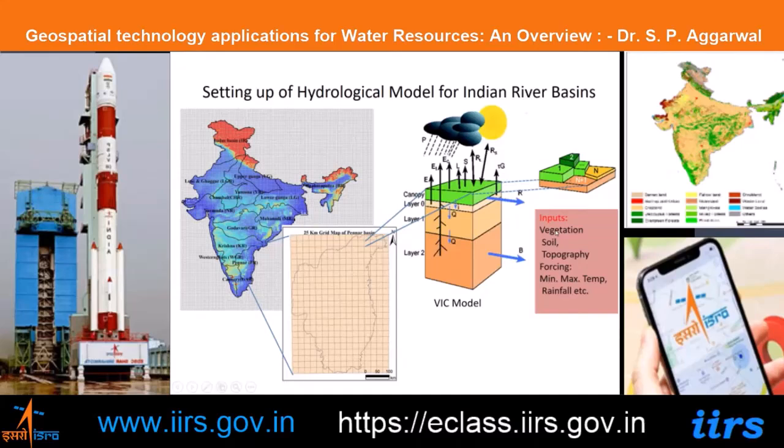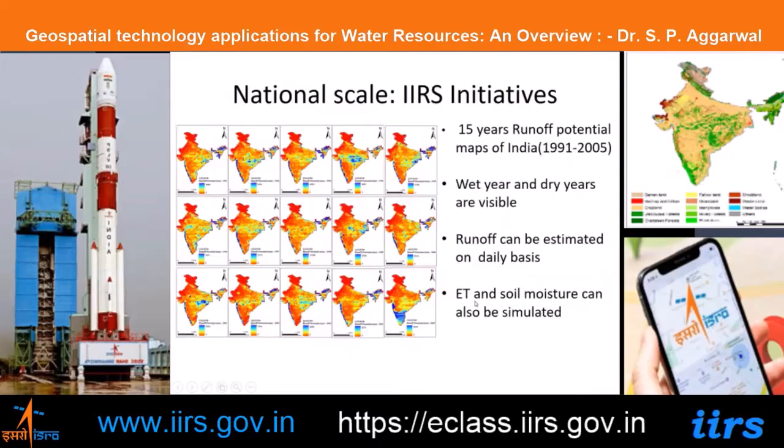Finally, the hydrological model is run, and I get surface runoff, evapotranspiration, soil moisture, and base flow. Okay, for all river basins. So this type of modeling we are doing. A lot of remote sensing and GIS data is required for this. So this is the example.